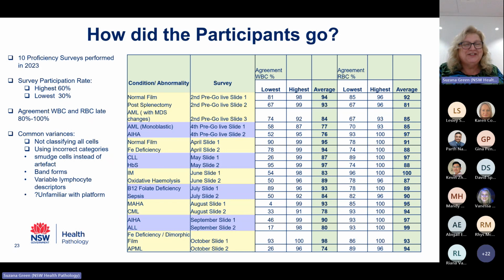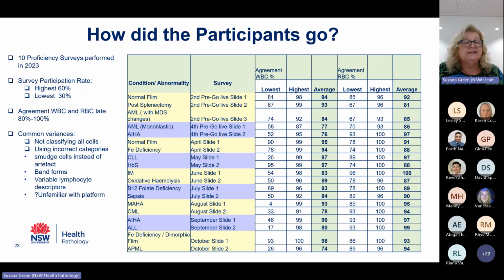Well, we had 10 proficiencies done this year. Again, the participation rate itself might be a bit skewed because I was being a bit ambitious about how many people could actually sit for these assessments. But the agreement and disagreement of the whites and reds was really good, as expected, because they're all very competent morphologists, albeit using a digital platform.